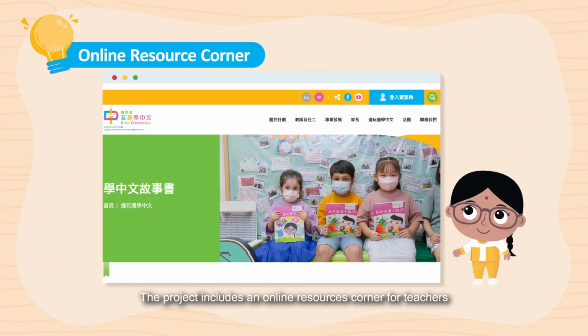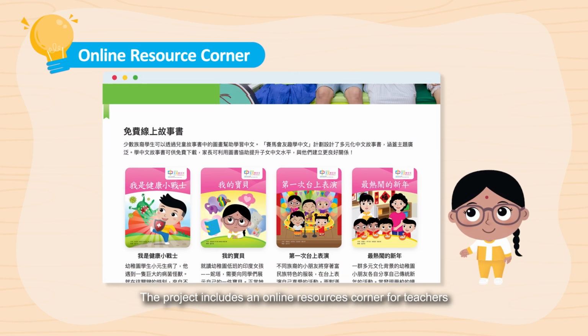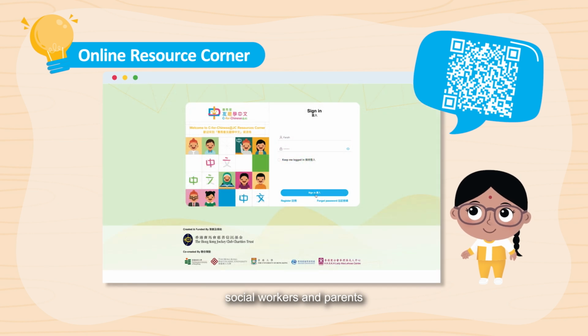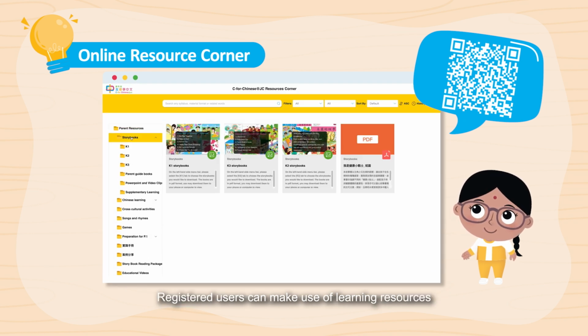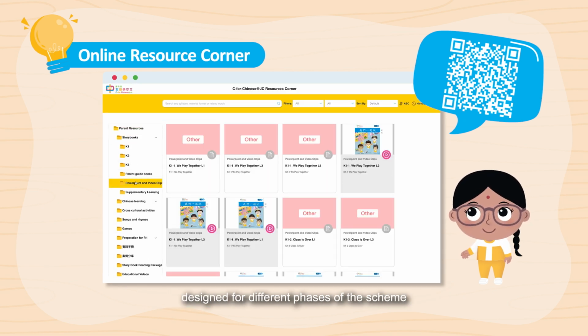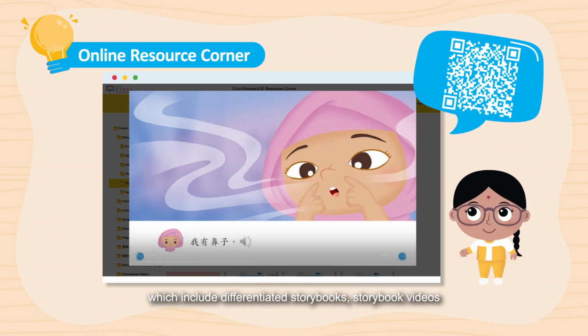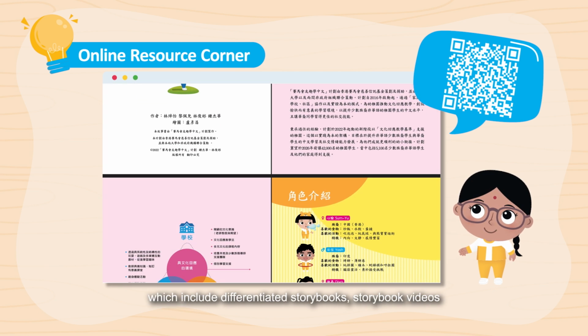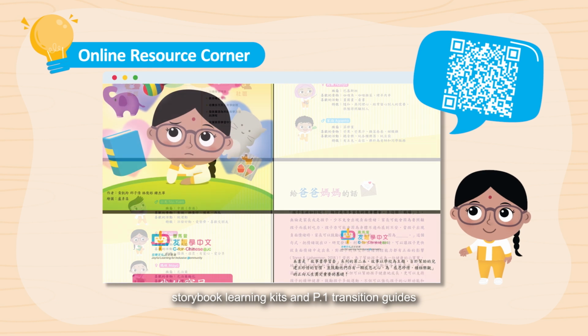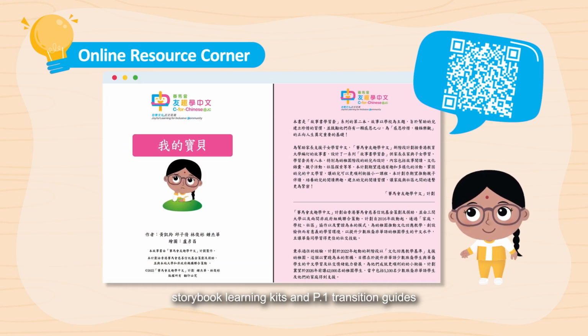The project includes an online resources corner for teachers, social workers, and parents. Registered users can make use of learning resources designed for different phases of the scheme, which include differentiated storybooks, storybook videos, storybook learning kits, and P1 transition guides.